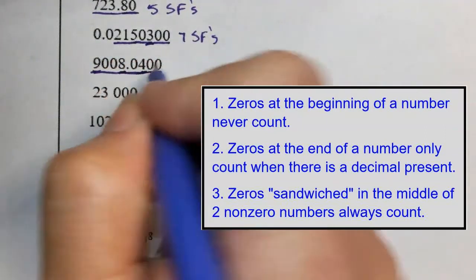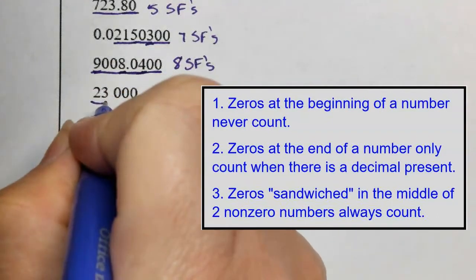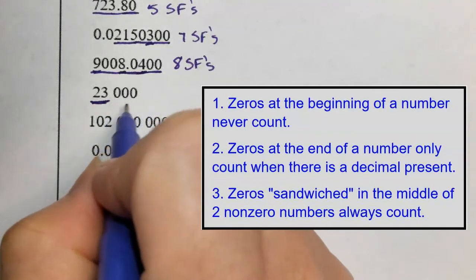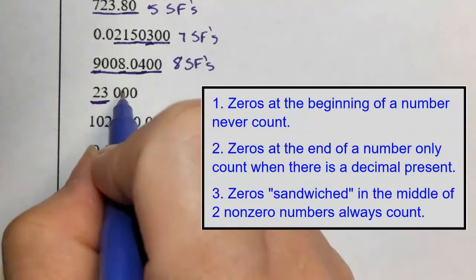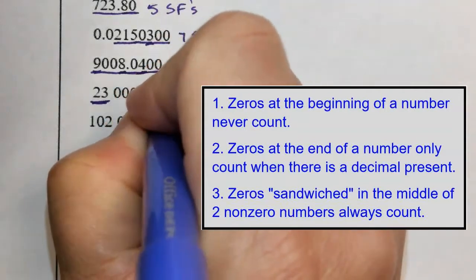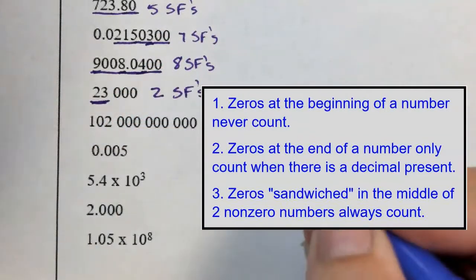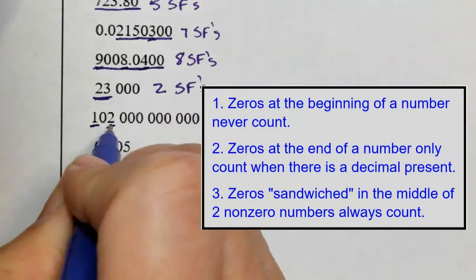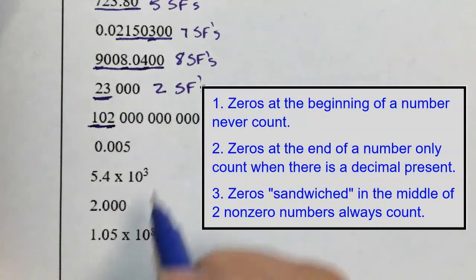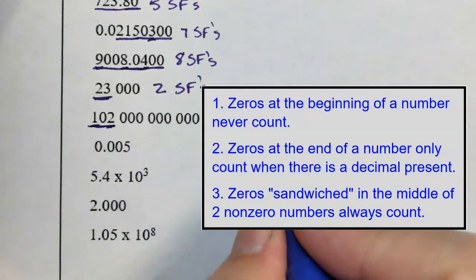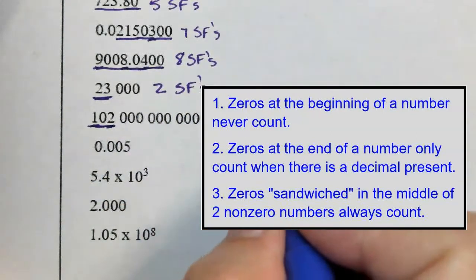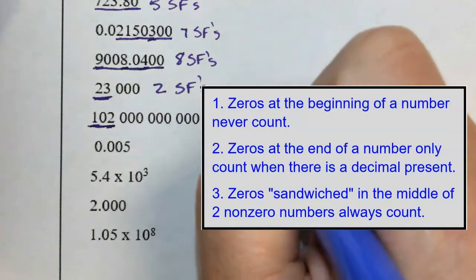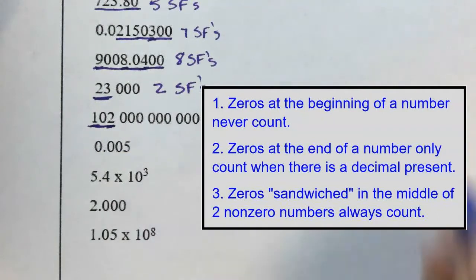Here we have the 2 and the 3, which are definitely significant. These are trailing zeros, at the end. There's no decimal, not significant. So this has 2 sig figs. Okay, here we have the 1 and the 2. That is a sandwiched 0, so it is also significant. These are all trailing zeros at the end of the number. No decimal, not significant. This only has 3 significant figures.